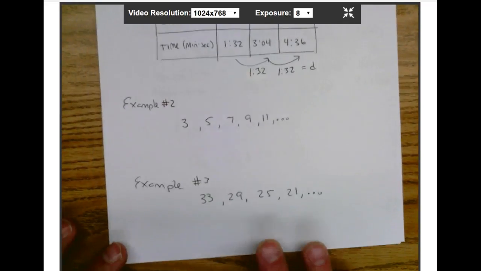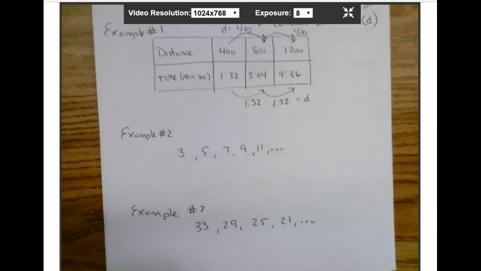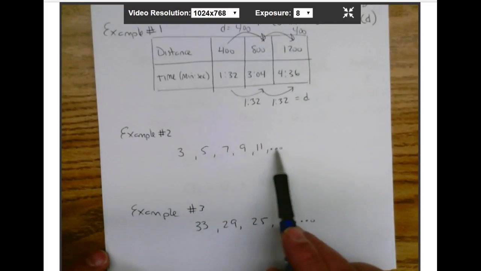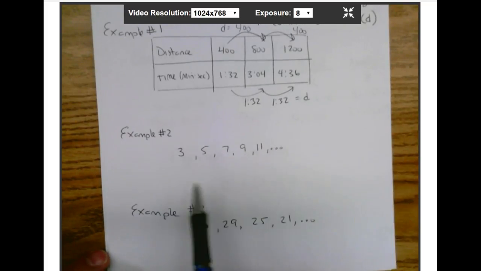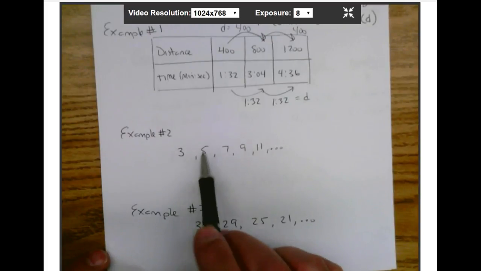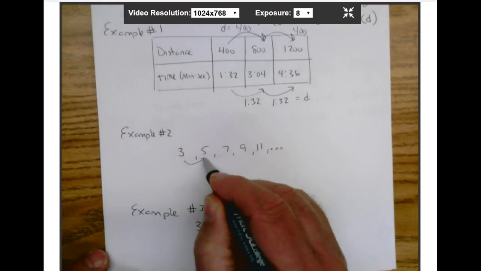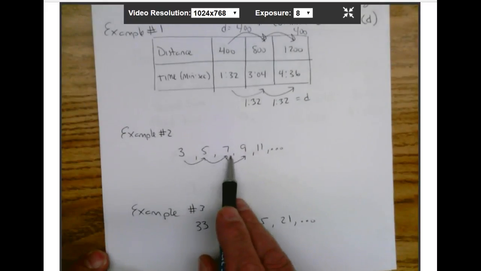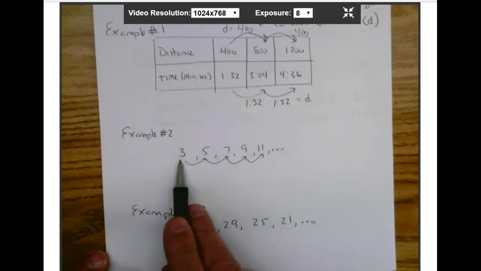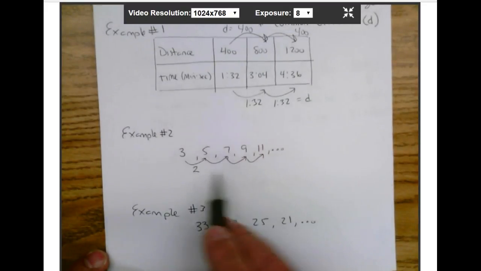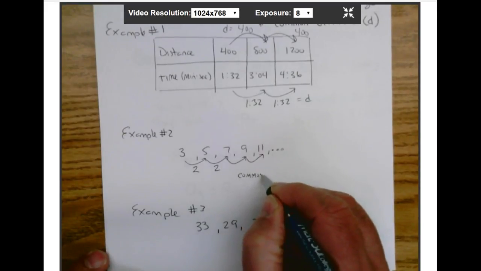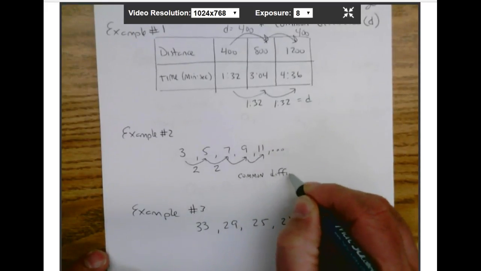If we look at another example where we just have numbers, example 2, we would look at a sequence. These are a set of numbers, 3, 5, 7, 9, 11. And these little dots here mean it can go on forever. So we look at 3 to 5. We're looking for whether the change is a common difference, where the change is always the same between each number. Going from 3 to 5, we would see 2. 5 to 7, we would see 2. So the common difference for this one would be 2.